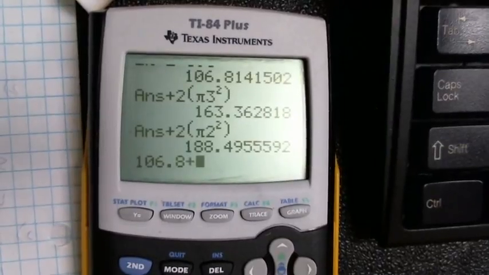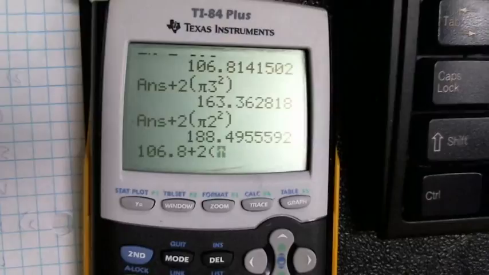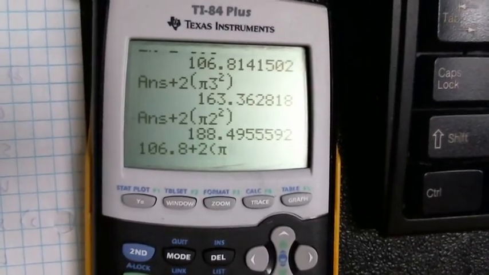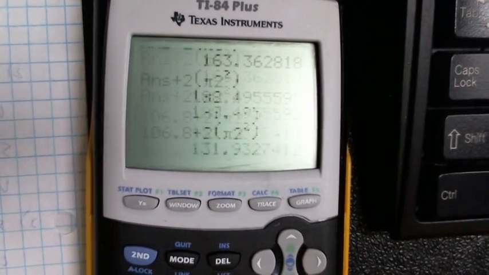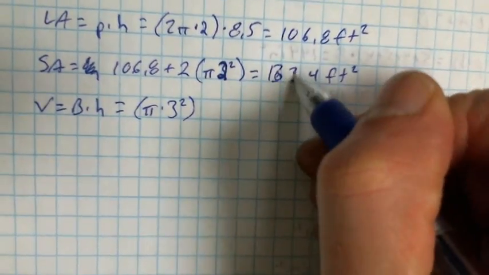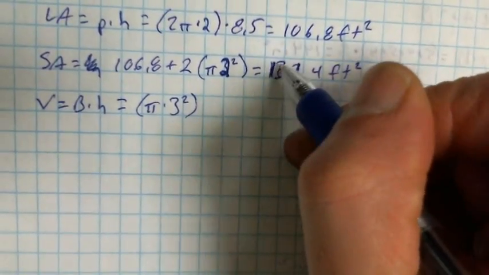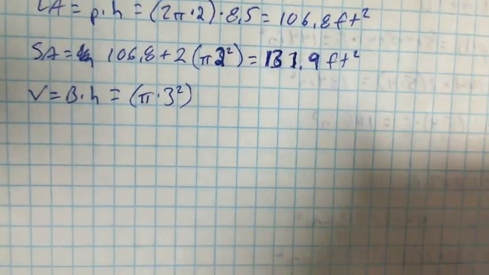106.8 plus 2 bases, which is pi times 2 squared each. 131.9. My fault. There we go.